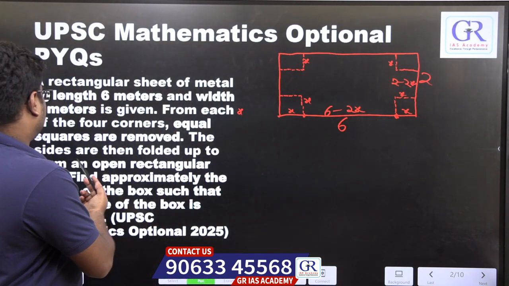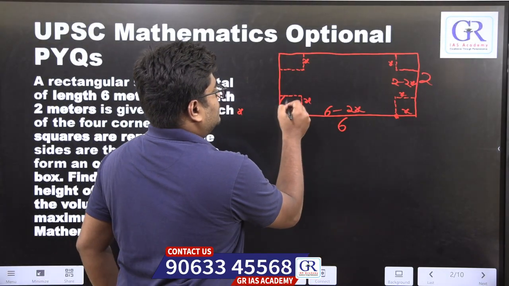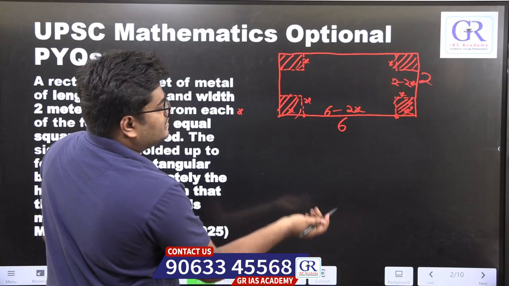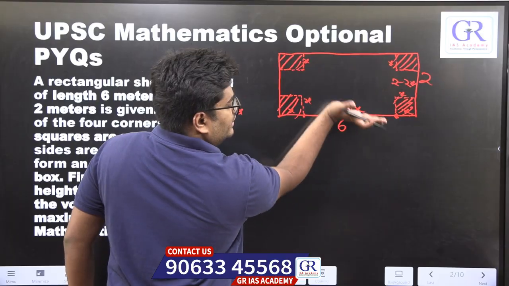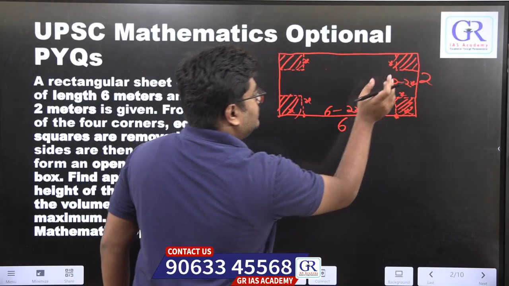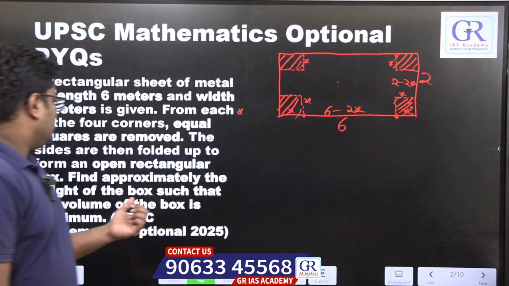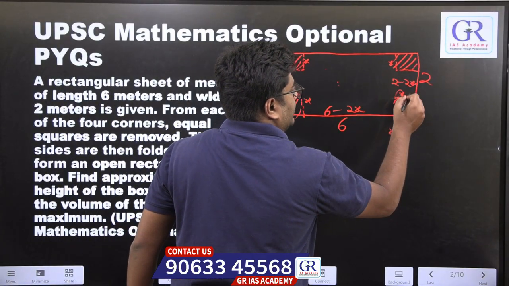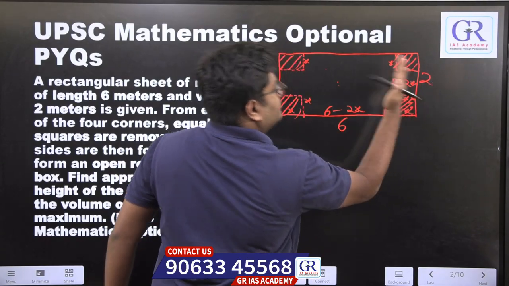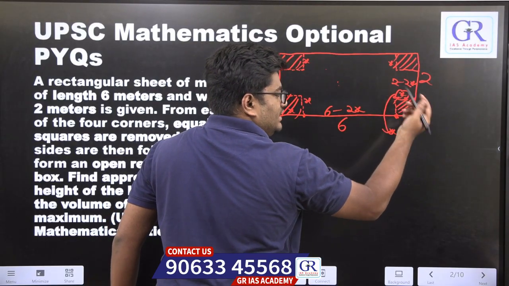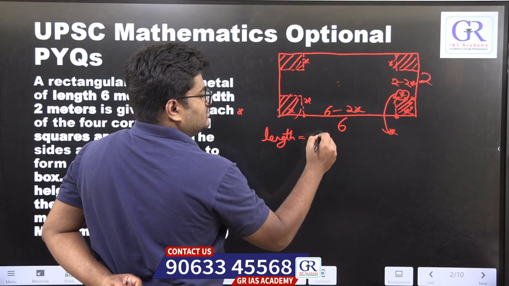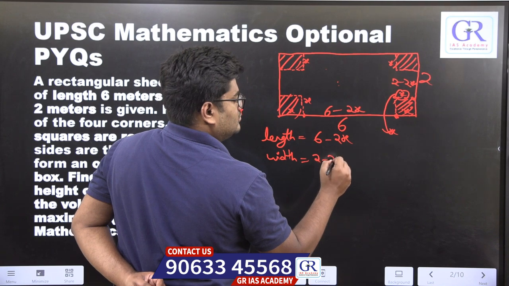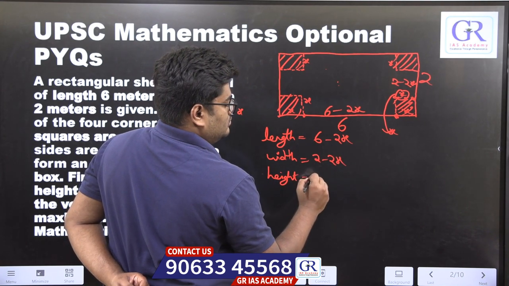Then what is given? The sides are folded up to form an open box. Since these squares are removed, the remaining sides, we can call them flaps, are folded up, such that it becomes a box with the base as this area. There is no top. What will be the height of this box? Since we are folding, this side will become vertical, so the height will be x. So the box has length 6 minus 2x, width 2 minus 2x, and height x.